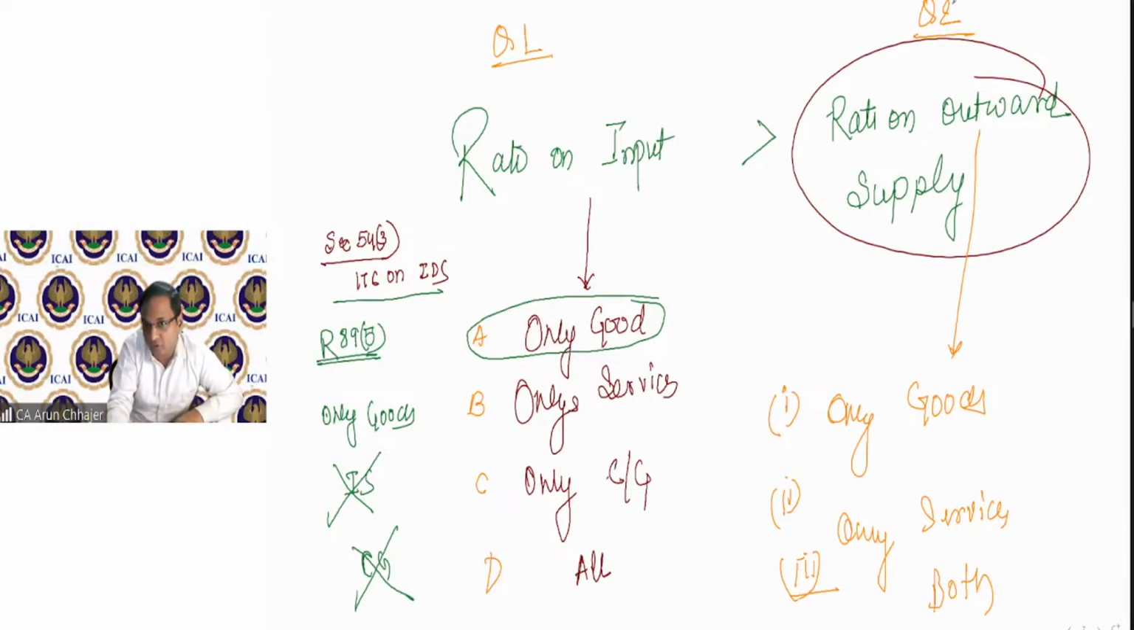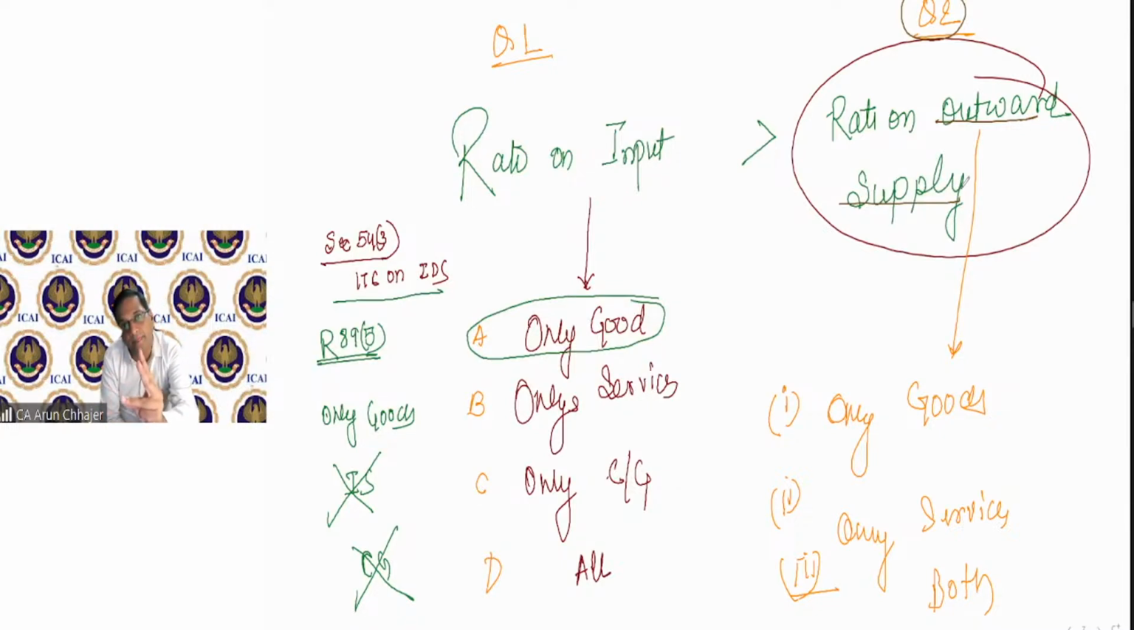Now move to the question number 2, rate on outward supply. Remember, the word input, input service, capital goods, all three words are defined. Input means goods other than capital goods. Capital goods means goods which is being capitalized. तो गुड्स क्या हो सकता है? या तो कैपिटल गुड्स होगा या फिर इनपुट होगा. एंड रेस्ट इज इनपुट सर्विस.